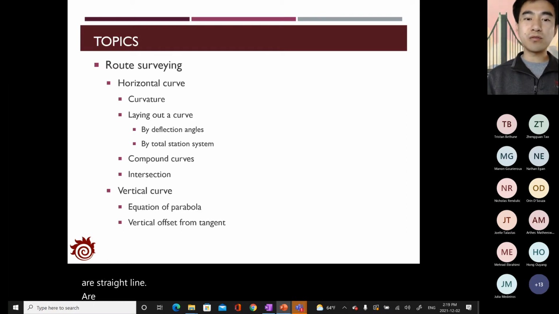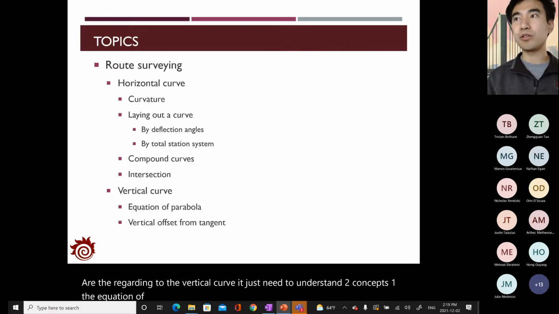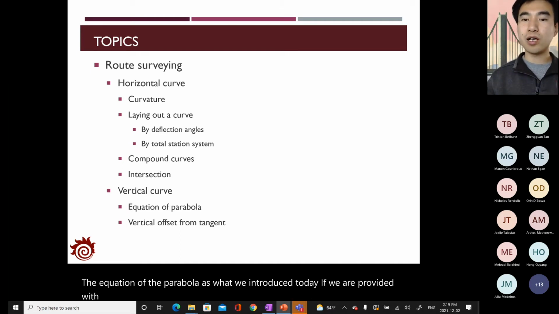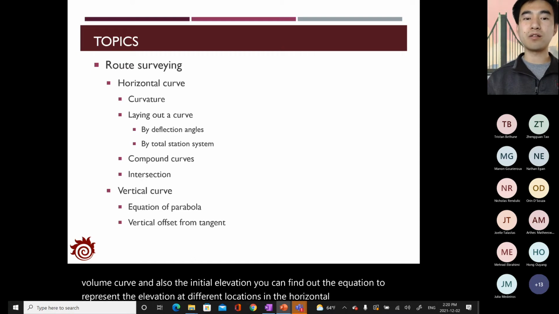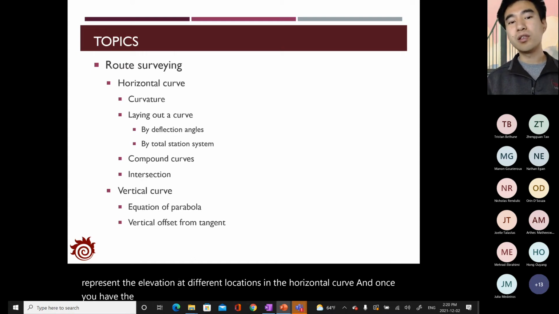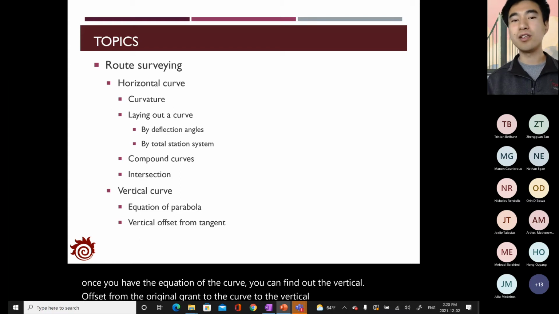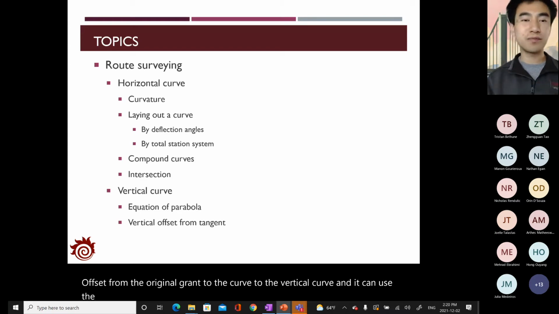Regarding the vertical curve, you just need to understand two concepts. One is the equation of the parabola, as what we introduced today. If you are provided with the slope of the two lines, the horizontal distance of the vertical curve, and also the initial elevation, you can find out the equation to represent the elevation at different locations in the curve. And once you have the equation of the curve, you can find out the vertical offset from the original ground to the vertical curve, and you can use the offset to do the construction.